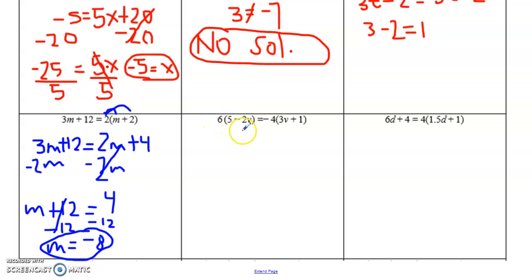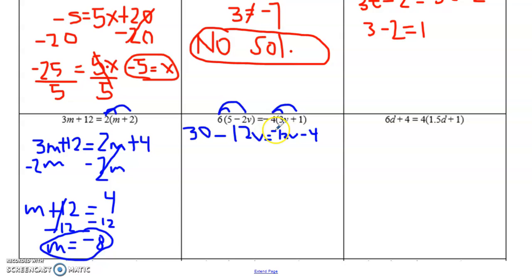6 times 5 minus 2v equals -4 times 3v plus 1. So we're going to start by getting rid of our parentheses on both sides. So we're going to distribute. 6 times 5 is 30. Now we do 6 times -2v, which is -12v. And then on this side we do -4 times 3v, which is -12v. And then -4 times 1 is -4.